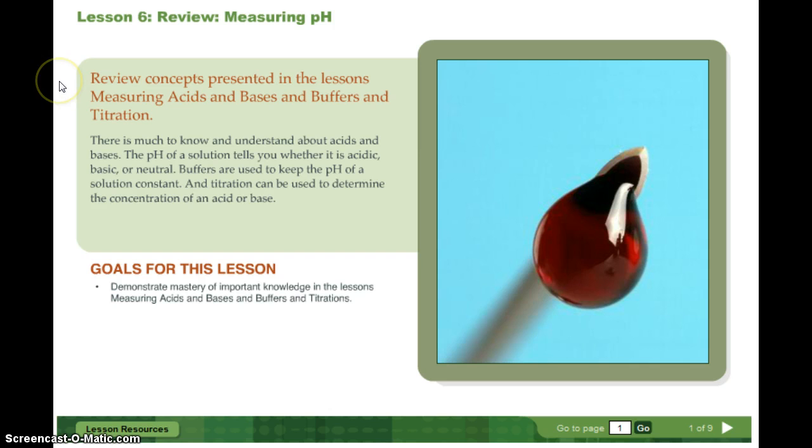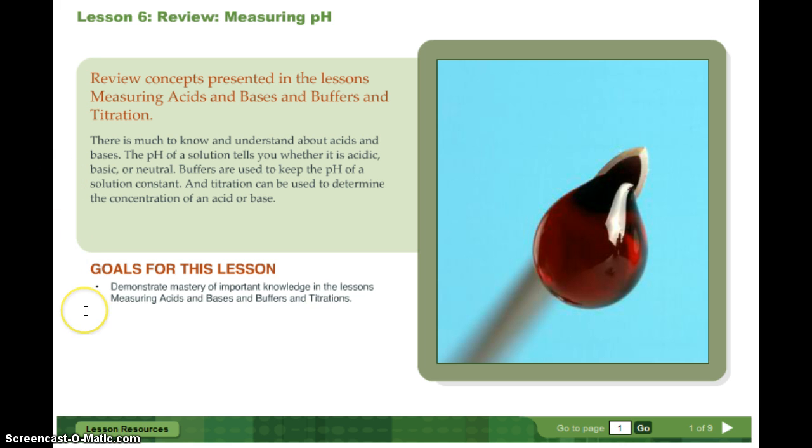Review concepts presented in the lessons, measuring acids and bases, and buffers and titration. There is much to know and understand about acids and bases. The pH of a solution tells you whether it is acidic, basic, or neutral. Buffers are used to keep the pH of a solution constant, and titration can be used to determine the concentration of an acid or base.